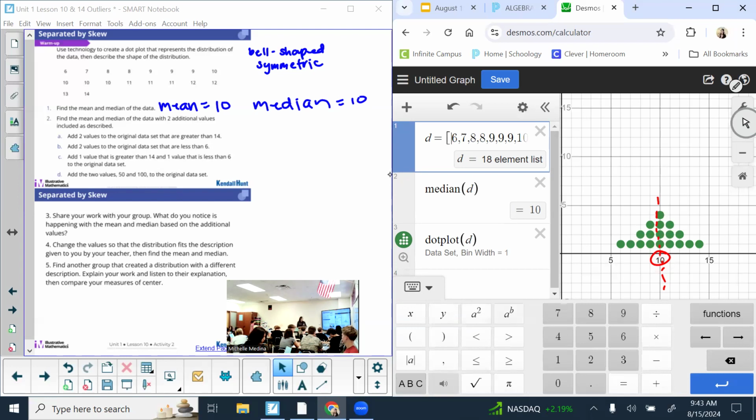$16 and $17. Both are greater than 14. The rest of you could have picked a different pair of values, so long as they are greater than 14 is what we care about. So see what happened to our data distribution. Is it still perfectly symmetric? Not perfectly. For the most part it is still bell-shaped, but it's starting to skew a bit because we added 2 points on the higher end. So that may or may not adjust our mean and median.